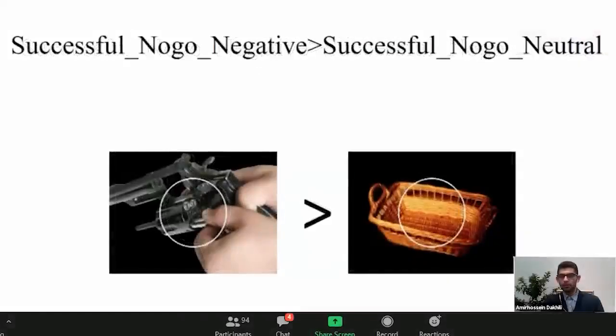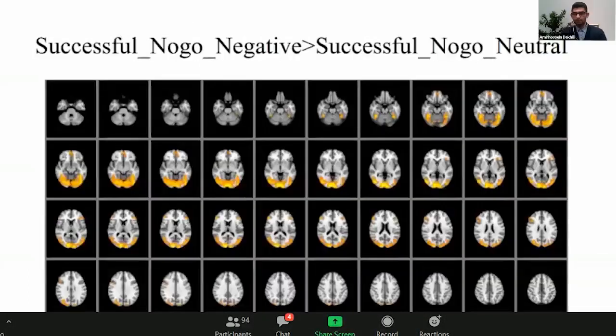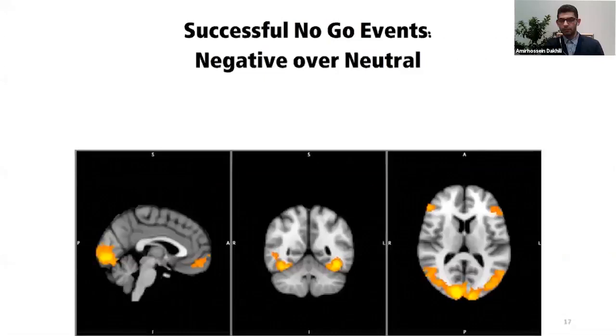You can also see the results for the contrast between successful response inhibition when facing negative cues and neutral cues. There were some activations in the inferior frontal gyrus and left medial frontal gyrus. And here you can see large differential activations across the occipital lobe, the orbitofrontal cortex, and the fusiform gyrus as well.